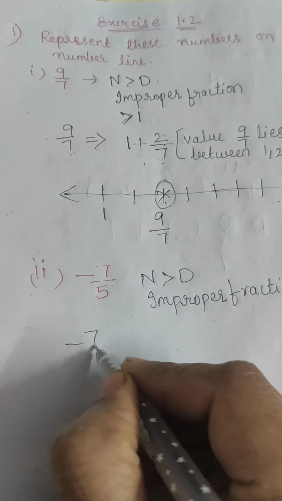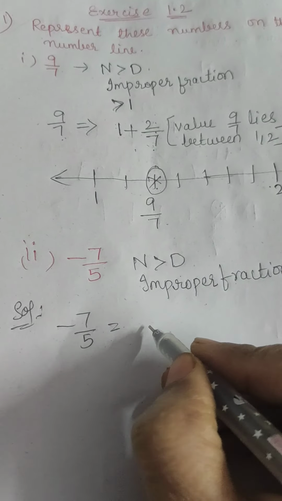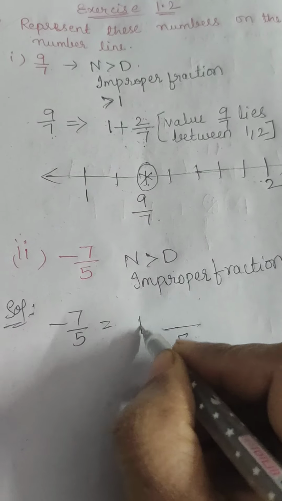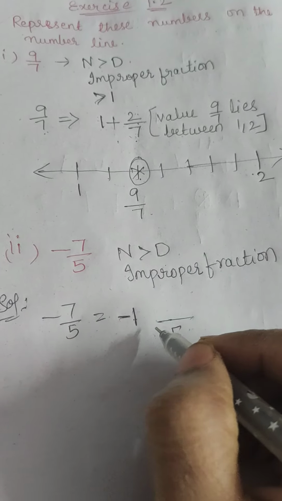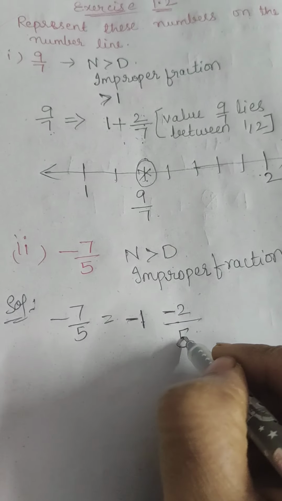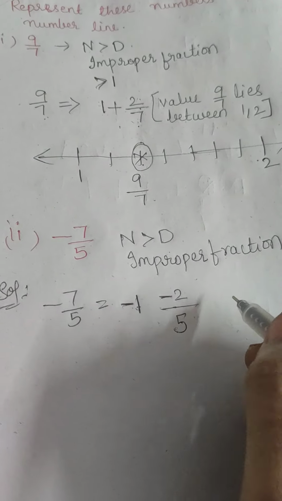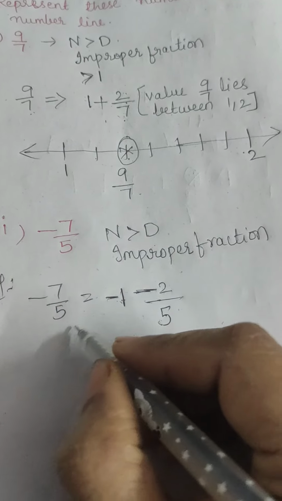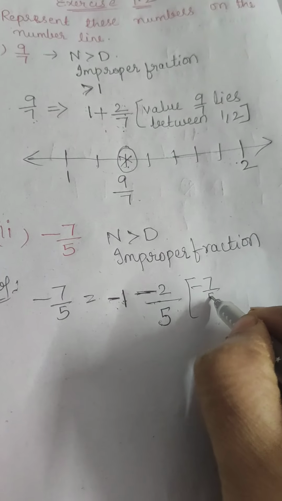Minus 7 by 5, we convert this into a mixed fraction. We put 5 in the denominator, 5 ones are 5. As it is a negative value, take minus 5. How much should we add to minus 5 to become minus 7? Minus 2. Now 5 into 1 is minus 5, and minus 2 becomes minus 7 by 5. By seeing this we can understand that this value minus 7 by 5 lies between minus 1 and minus 2.